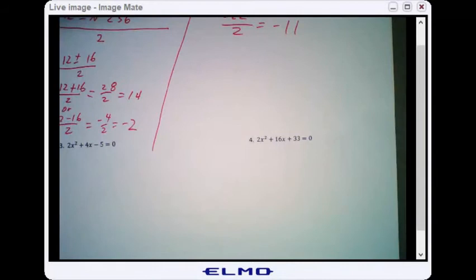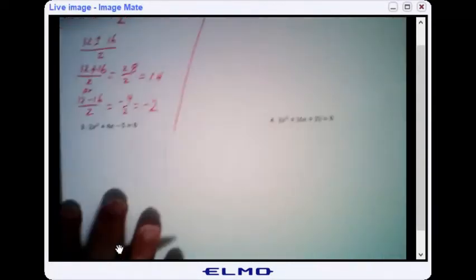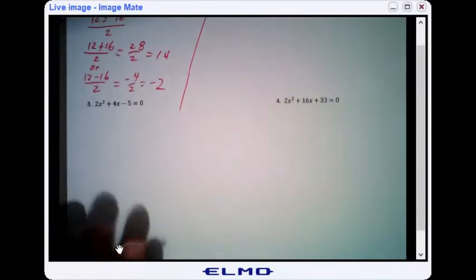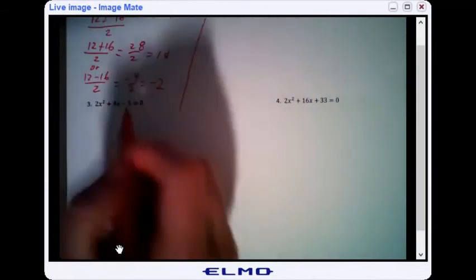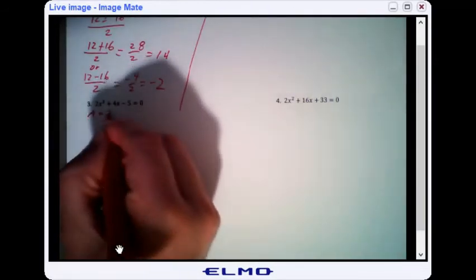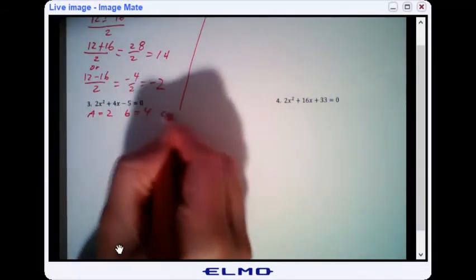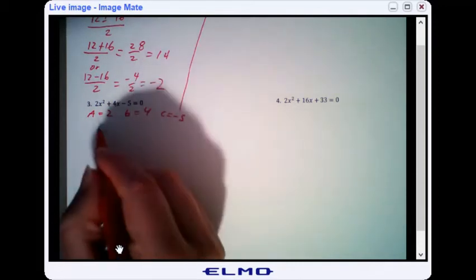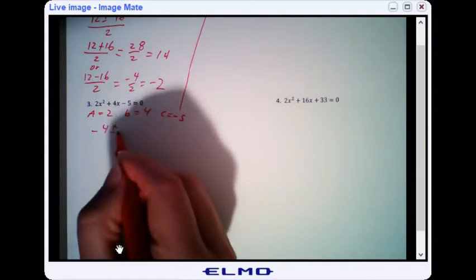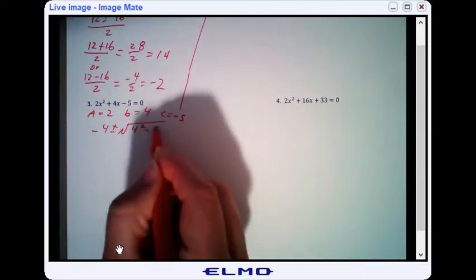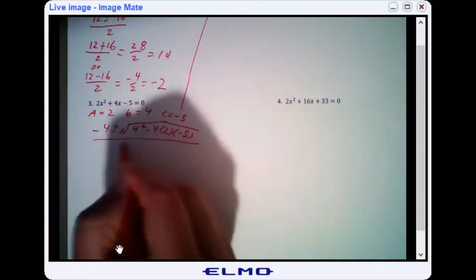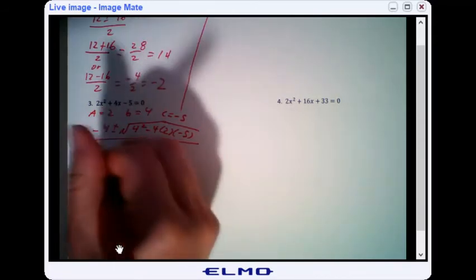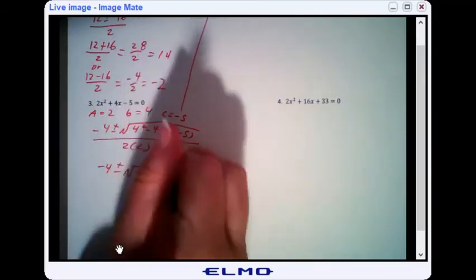For 3, we're going to have 2x squared plus 4x minus 5 equals 0. Again, everything's already on one side, so we know our A is 2, our B is 4, and our C is negative 5. We'll plug it in, so negative 4 plus or minus square root 4 squared minus 4AC all over 2A.